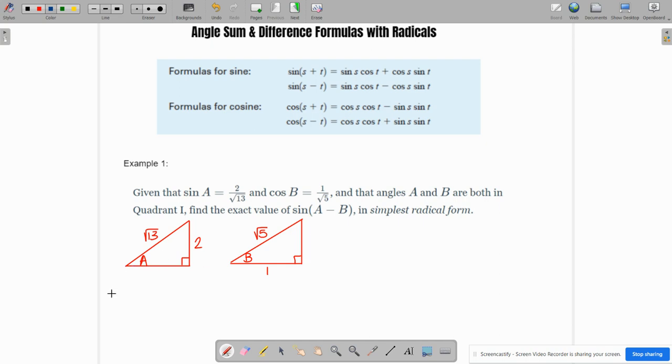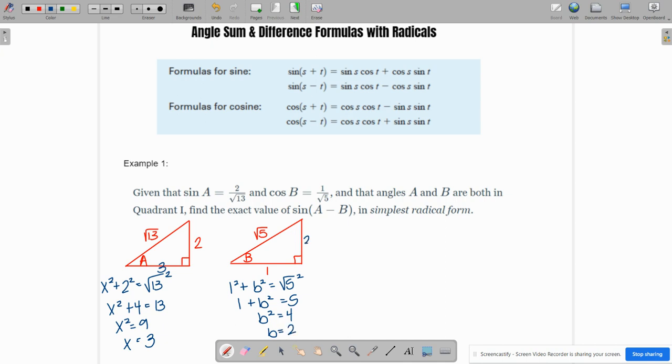So let's first figure out what our missing sides are in each triangle using the Pythagorean theorem. In this case, we could say x squared plus 2 squared equals the square root of 13 squared. So x squared plus 4 equals 13. Therefore, x squared would equal 9. So that missing side is going to be 3 units long. So we'll label this one 3. And then over here, 1 squared plus, let's say, b squared equals the square root of 5 squared. So 1 plus b squared equals 5. Therefore, b squared equals 4, and so b, or the other side, equals 2. So we have all of our side lengths.